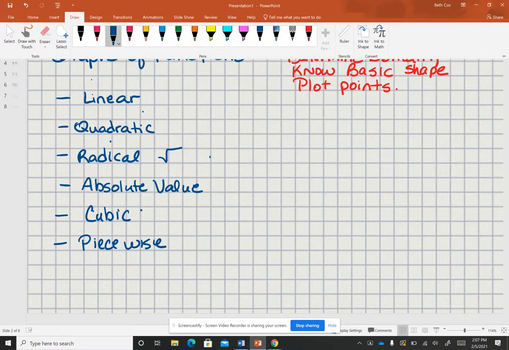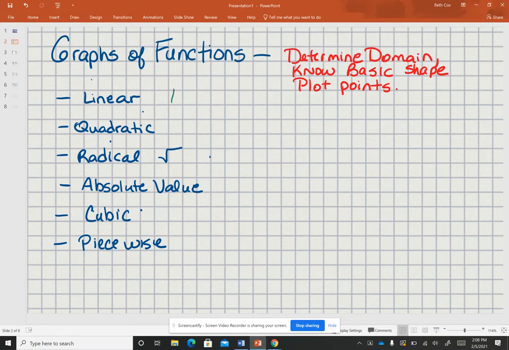So let me just remind you of what these guys are. A linear function is a line. It is a line. And then quadratic is what we call a parabola. And then we have the radical and the absolute value, and the cubic and the piecewise. So we've done the line and the quadratic in our previous unit. So let's look at the parent functions. Let's look at these a little bit more in detail.